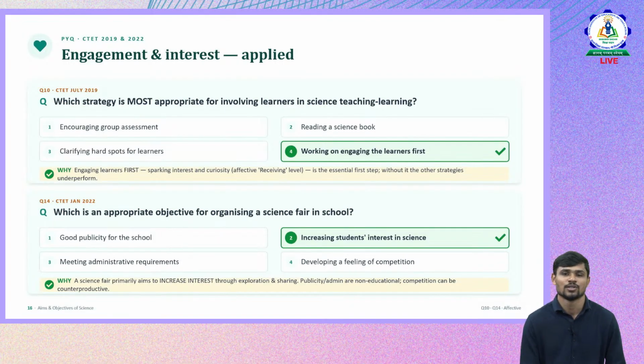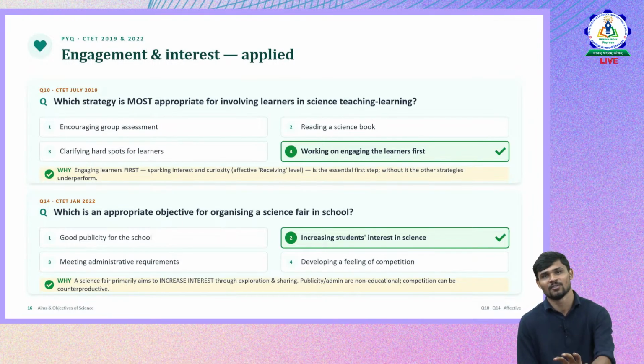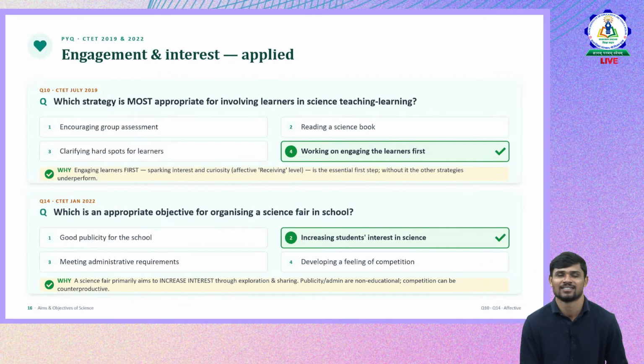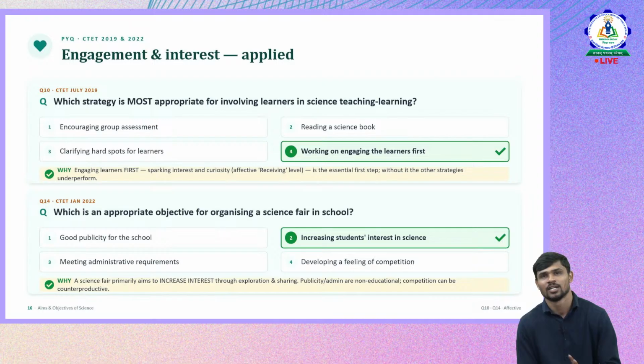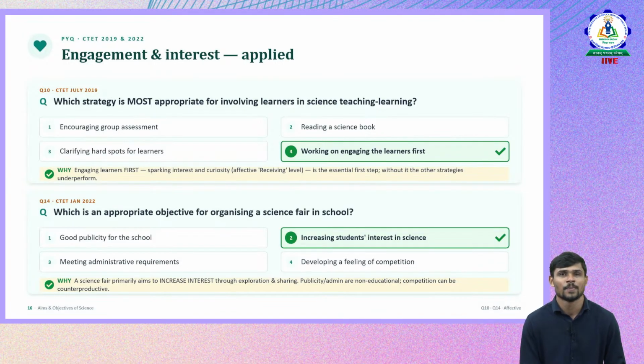So the most suitable one is increasing students' interest in science, because the objectives for science will be related to the science learning of different domains, whether it is cognitive, affective, or psychomotor. Here, increasing students' interest means it is related to the affective domain. Okay, so the right answer is increasing students' interest in science.